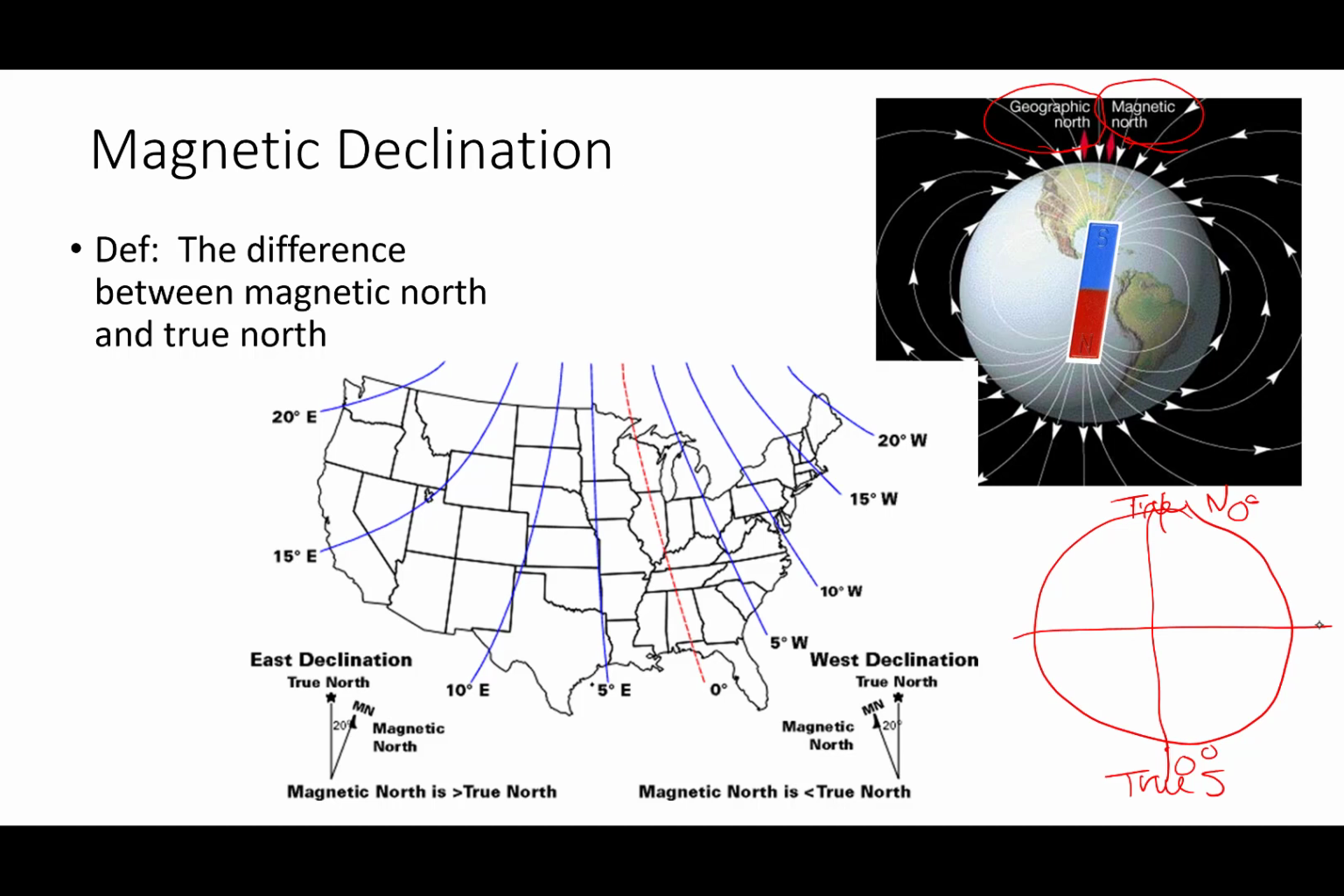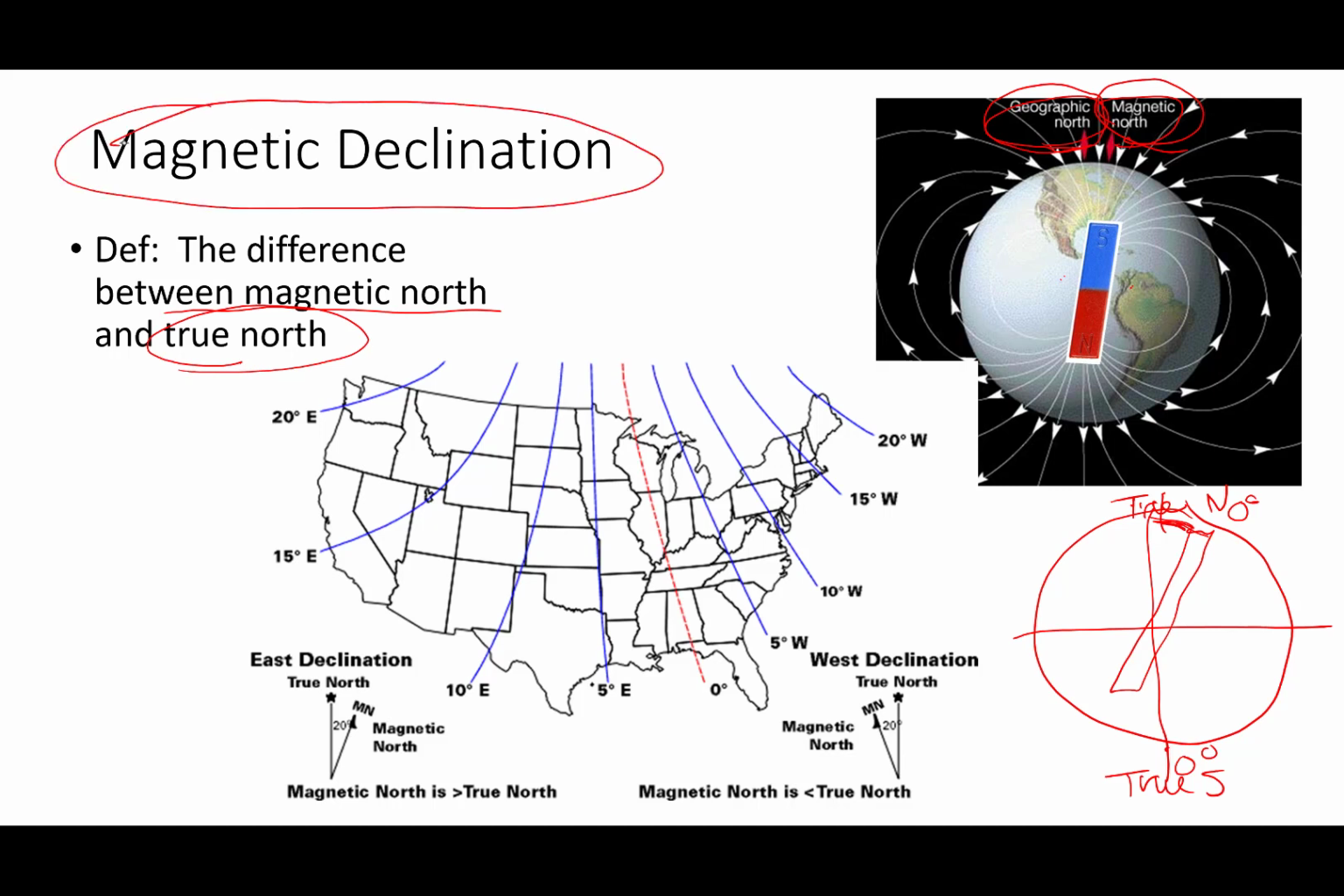But because this magnetic field is produced by rotating fluids inside of this ball, those rotating fluids can move and oscillate and change. And so the magnetic north is a little bit cattywampus. It's a little bit off from true north. As a matter of fact, it is a few degrees off from that geographic true north. The difference between magnetic north and true geographic north has a name, and the name is called magnetic declination.